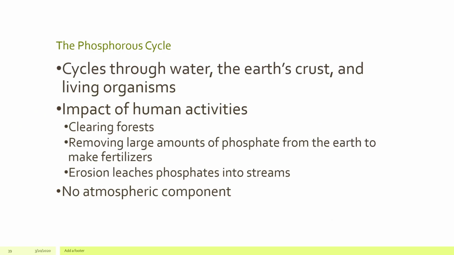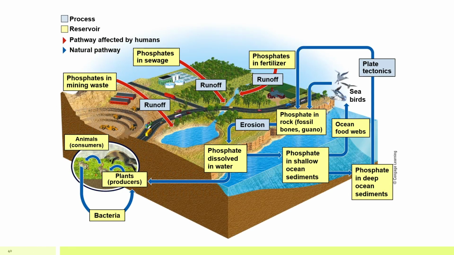And you'll notice, what's the thing that it's missing? It is not part of the atmosphere. There is no atmospheric component to the phosphorus cycle. Now, human activities that are impacting the phosphorus cycle include clearing forests, removing phosphate from the earth to make fertilizer, and erosion, which can leach the phosphates into streams. So, again, no atmospheric component in the phosphorus cycle.